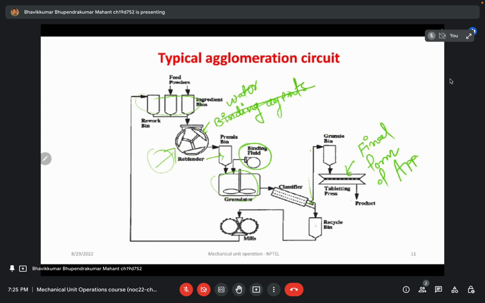Whatever undersized material there is, we again mill it, because it has agglomerated, consolidated big particles, so it is required to mill it while using it again, or recycle it again with the fine material. So this is a typical agglomeration circuit which is there in the textbook, which you can follow.